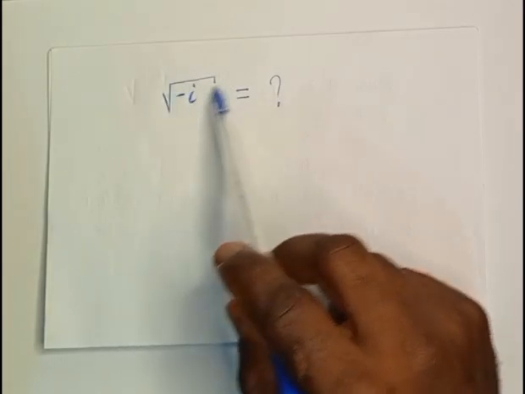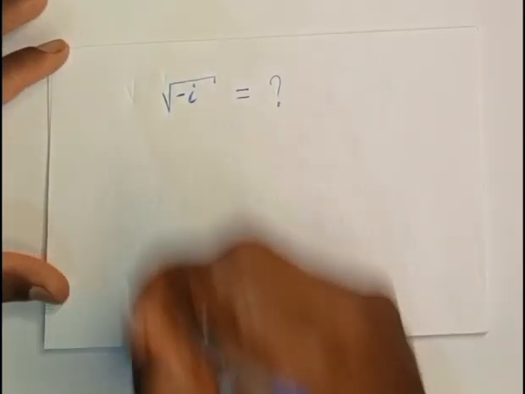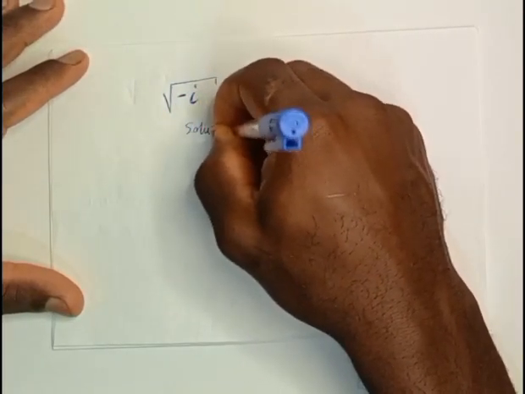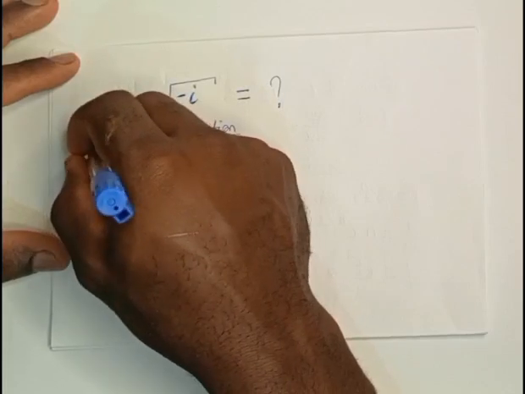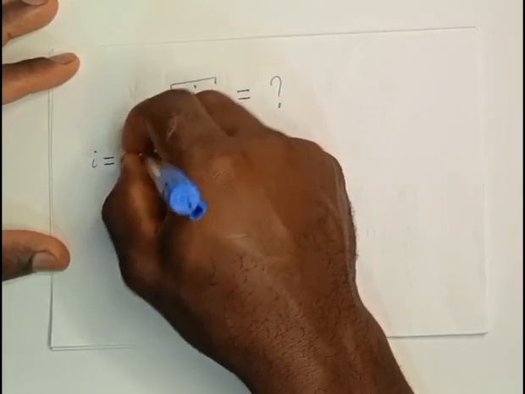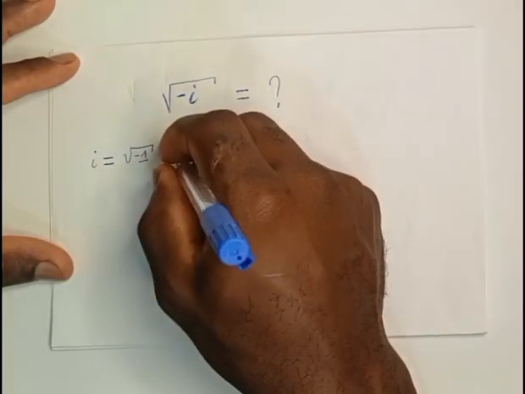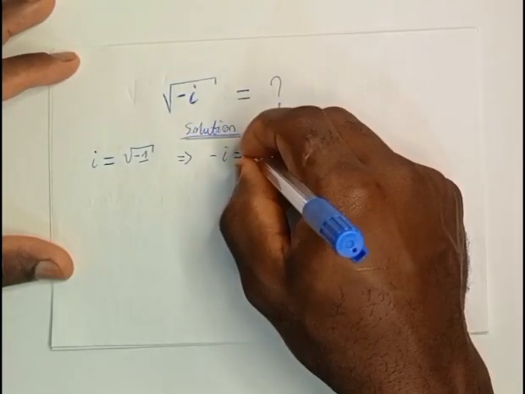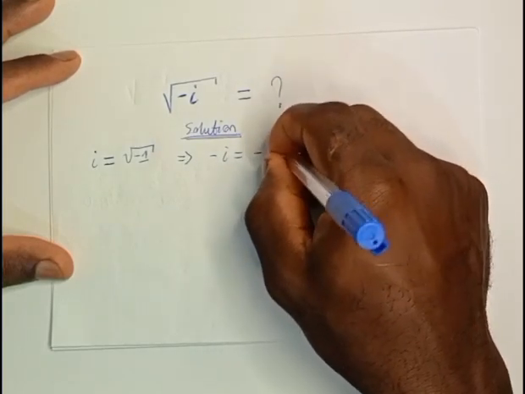We have to find the square root of negative i. Solution. First, we know that i is equal to the square root of negative 1. Then, negative i will simply be equal to negative the square root of negative 1.